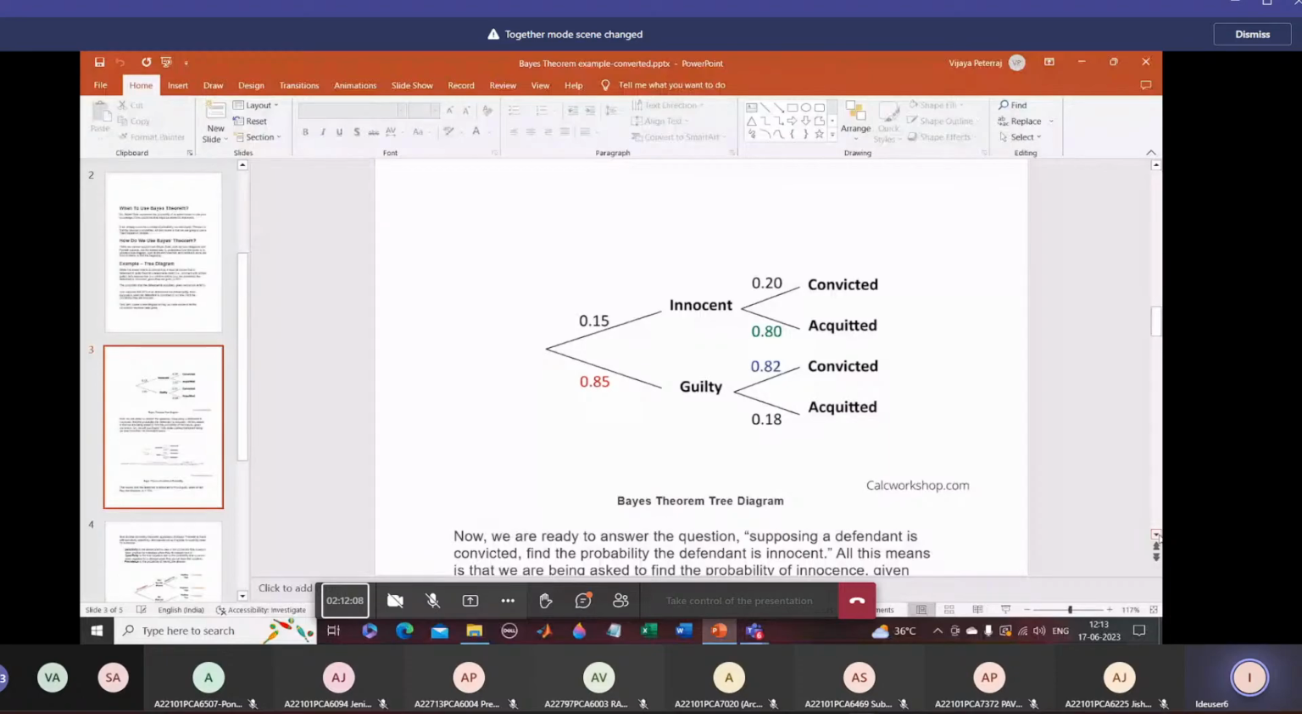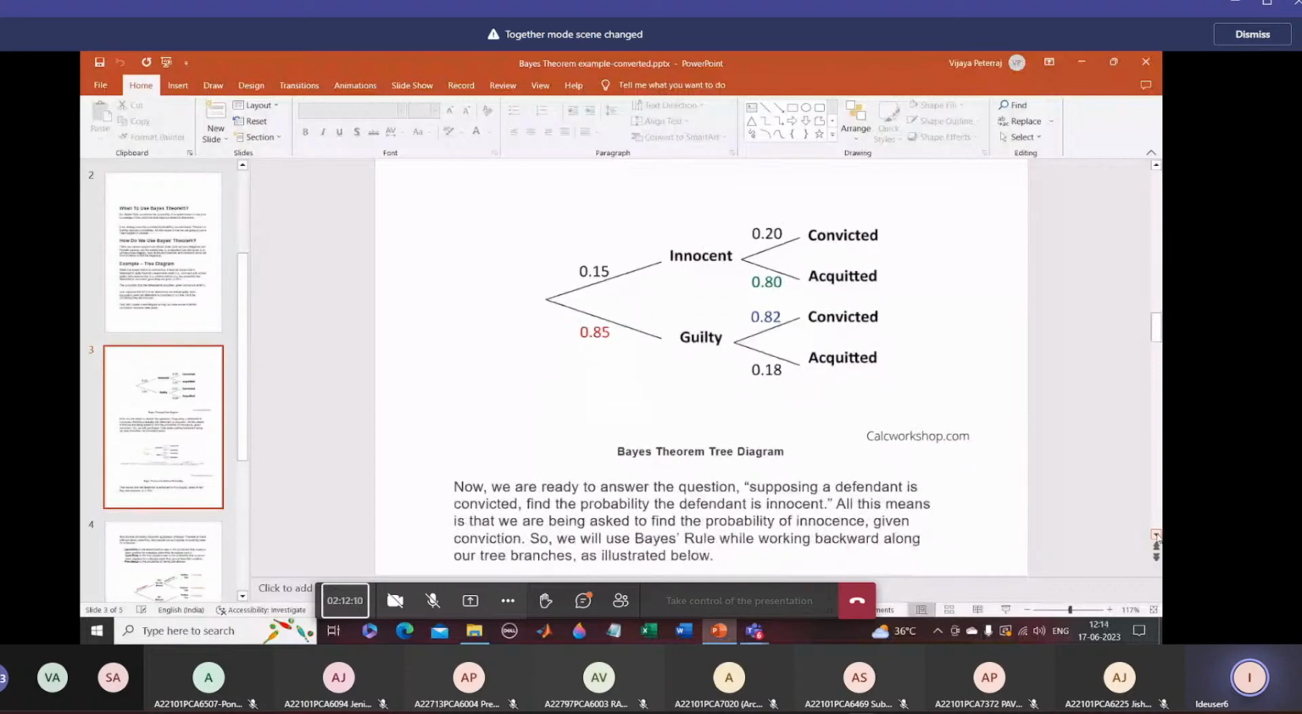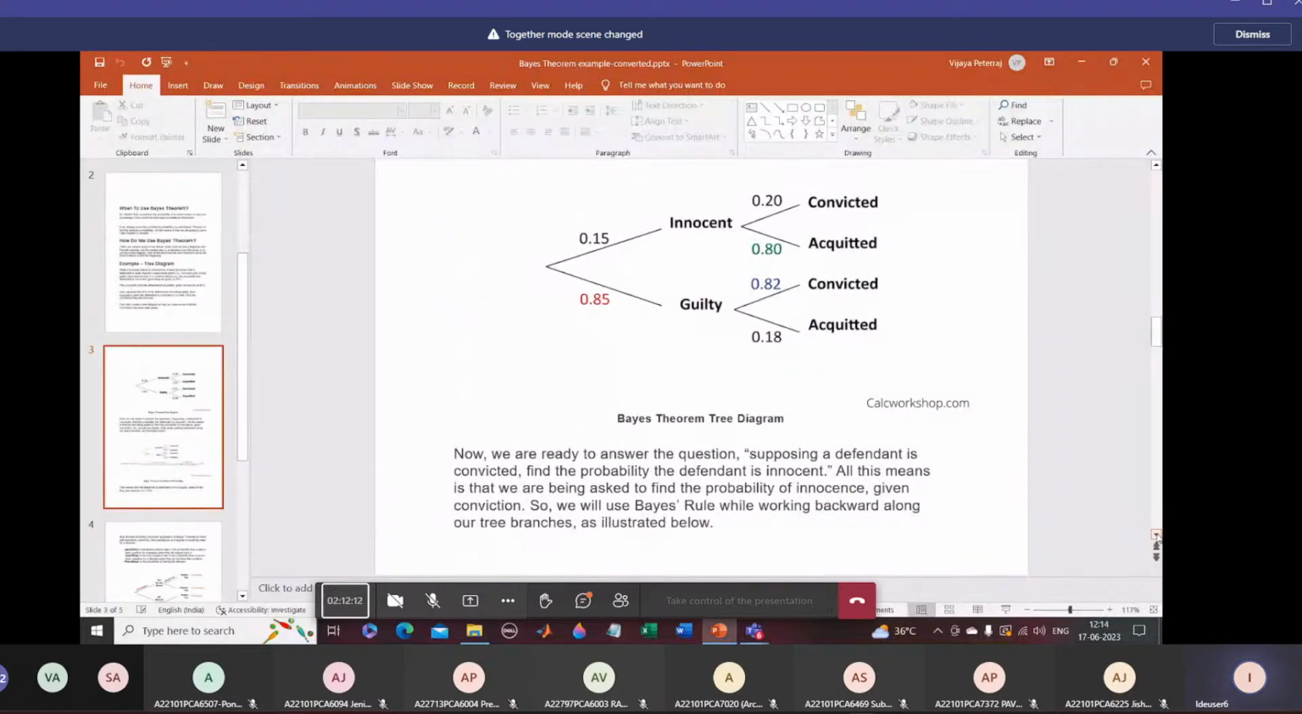So here we have to answer the question: a defendant is convicted. Find the probability that the defendant is innocent. It should be convicted as well as innocent. So how did we go? Innocent, convicted. We have to consider only 0.15 and 0.20. So how do we apply the Bayes rule here?